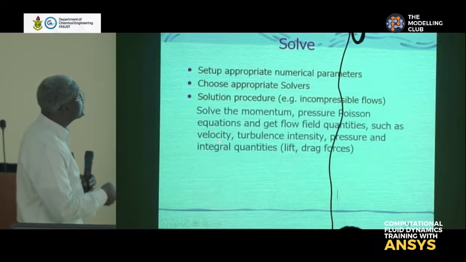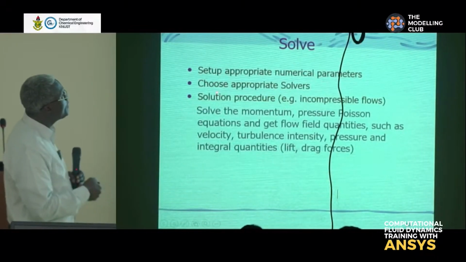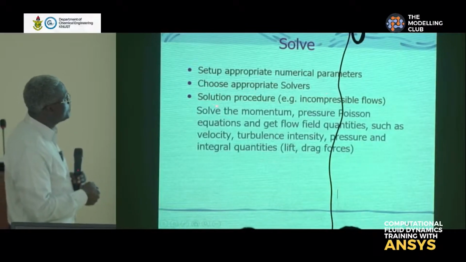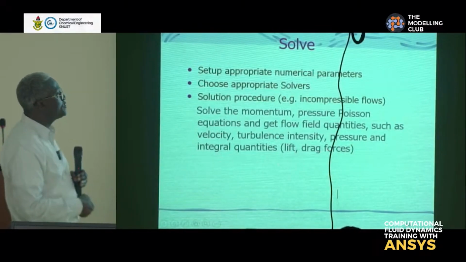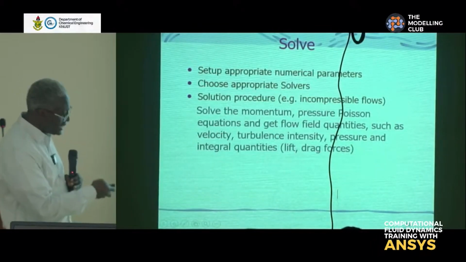Okay, and in the solution phase, you set up appropriate numerical parameters, choose appropriate solvers, solution procedure, solve the momentum, pressure, Poisson equations, get the flow quantities, velocity, turbulence intensity, and so on and so forth. Okay, that is the solve part.